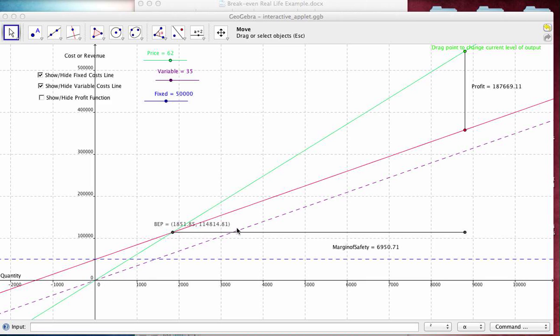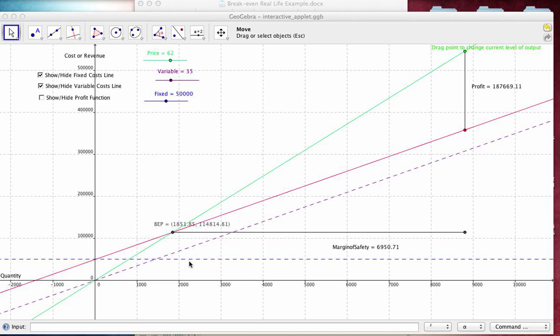vary according to output. Lastly, it is important to note that on this graph, on the x-axis, the quantity is graphed, whereas on the y-axis, the costs and revenue are shown and graphed as stated above here. As was quickly pointed out earlier, at the point where the total costs and total revenue intersect lies the break-even point, as pointed out right here.